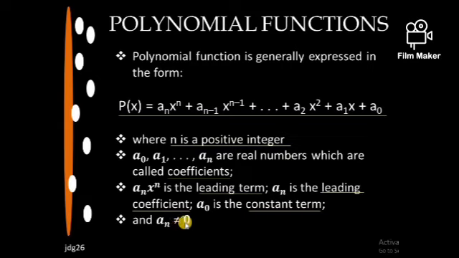And a sub n must not be equal to 0. So, si a sub n, which is this one, yung nasa unahan, or coefficient ng x raised to n, it should not be equal to 0.